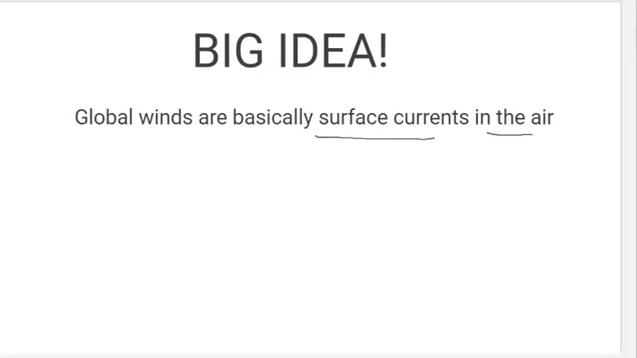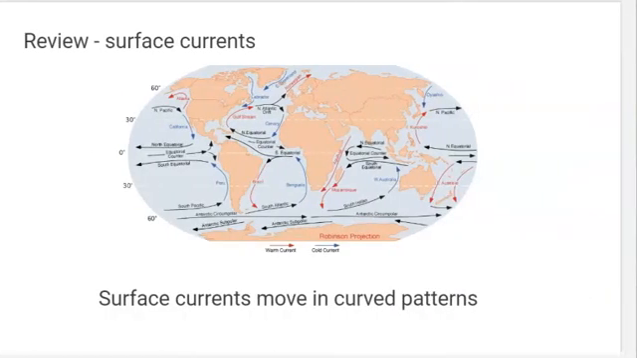They're pretty much the same thing, and they happen for pretty much the same reasons. So let me remind you a bit about surface currents. They're complicated, and we haven't talked about them in a while. They're really hard to remember as well. So surface currents are giant circular paths of water that happen in the ocean.